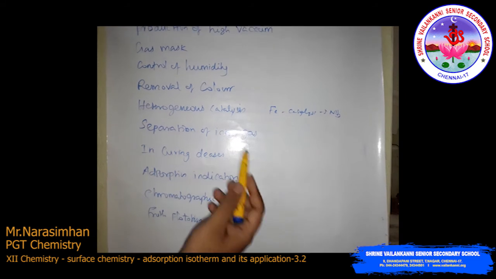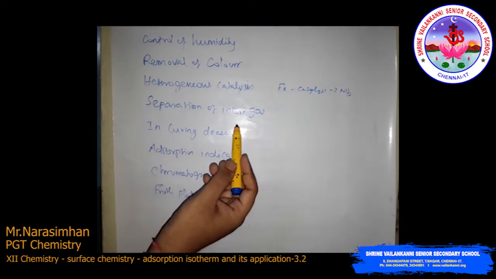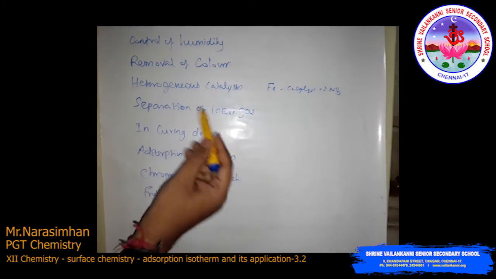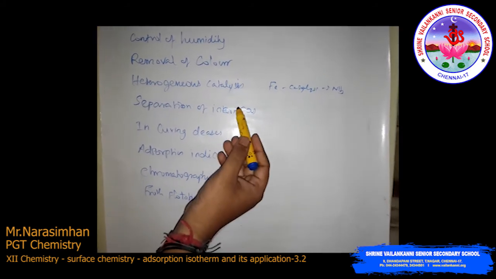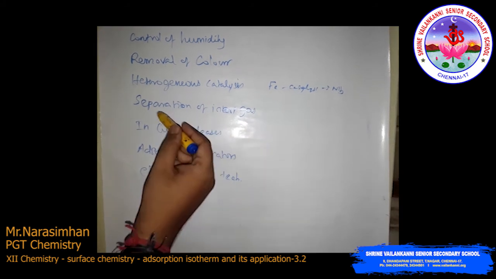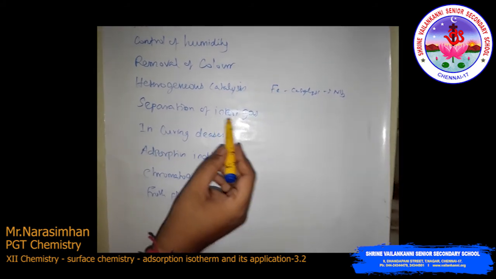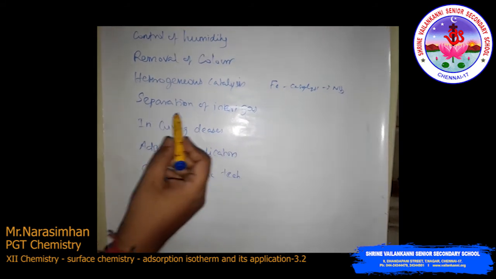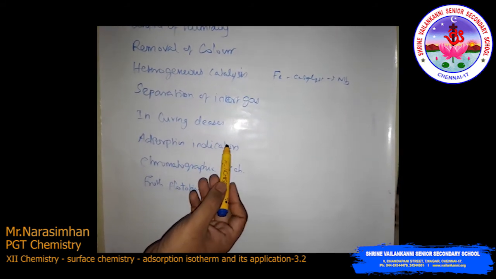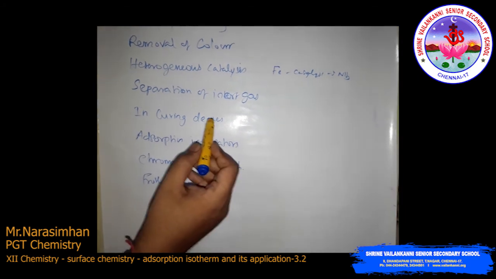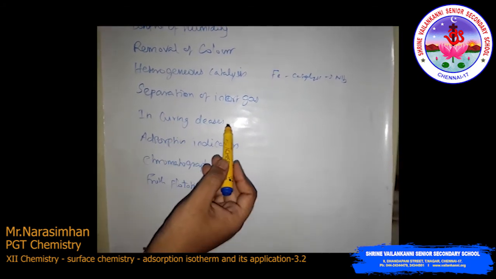Then the separation of inert gases. This depends on the different degrees of adsorption of gases by charcoal. A mixture of noble gases can be separated by adsorption on coconut charcoal at different temperatures. Then in curing disease, adsorbents kill germs by getting adsorbed on them. So the curing of disease also uses adsorption.